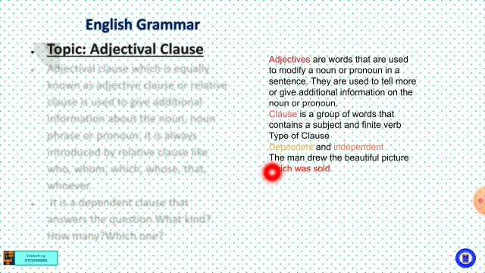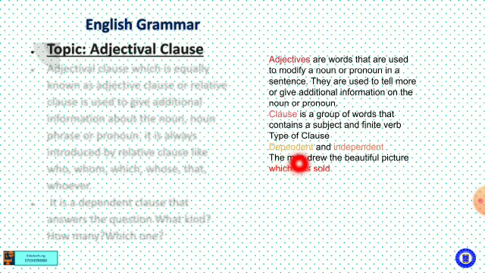Now look at the part in color, which was sold. This is a dependent clause because it is giving you additional information to the noun phrase here, beautiful picture. It is telling you more about this picture. So this is a dependent clause.